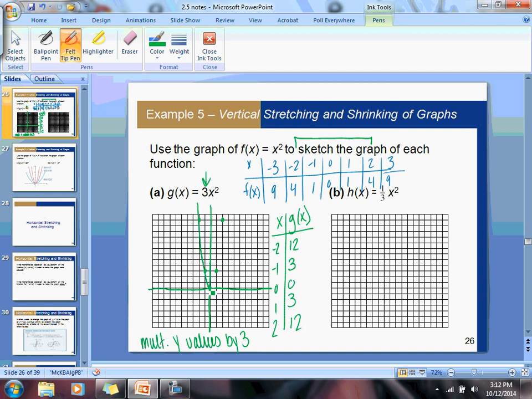And now notice that this graph is really, really skinny now. It's gotten narrower. It's been stretched up. It's getting taller. Okay, there's more space in between the vertex and my first points on either side of the vertex. And then there's 3 times as much space between that first point and the second point after my vertex.